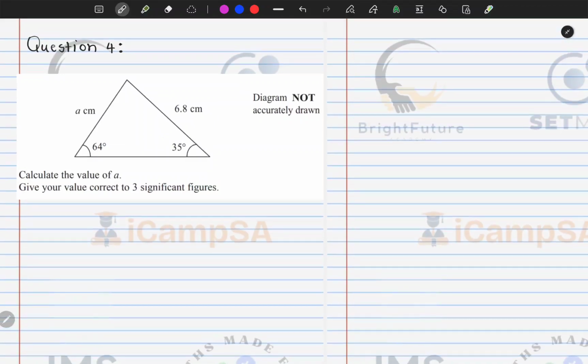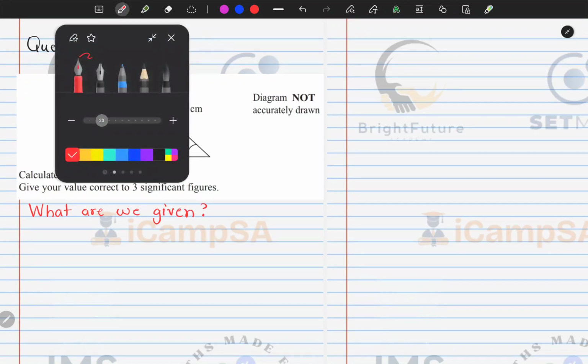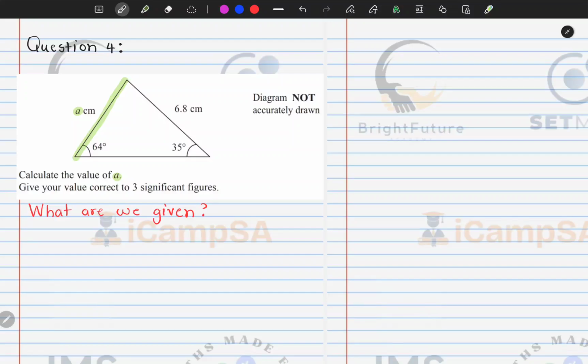Okay, let's have a look at question 4. We are required to determine the value of A, which is just this side, in centimeters. We need to ask ourselves the very important question, which is, what are we given? This question helps us because once we answer it, we are immediately sure what we should use. You will see when we now do the cosine rule how the answer to this question determines whether you use sine or cosine rule. If you observe carefully, you're given an angle and a side.